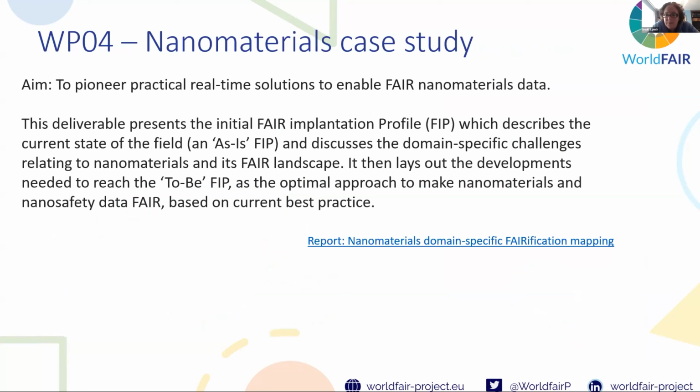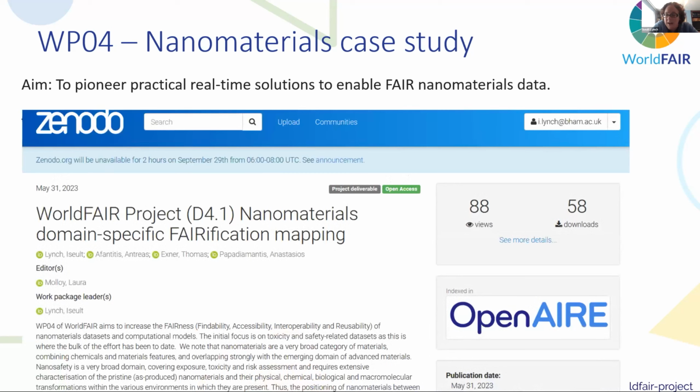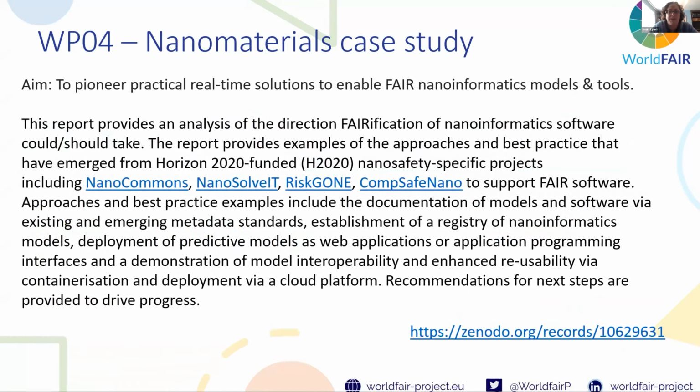So our first deliverable, and this was one of the presentations we had previously that Alex already mentioned, was to look at the FAIR implementation profile, which is a way of describing the current state of a field and what are the FAIR enabling resources that that field uses. So this was published in Zenodo as our first deliverable, and it was a mapping of the FAIRification or the FAIR resources supporting nanomaterials and nanomaterial safety. I'm not going to spend any time on that other than pointing you to the link.